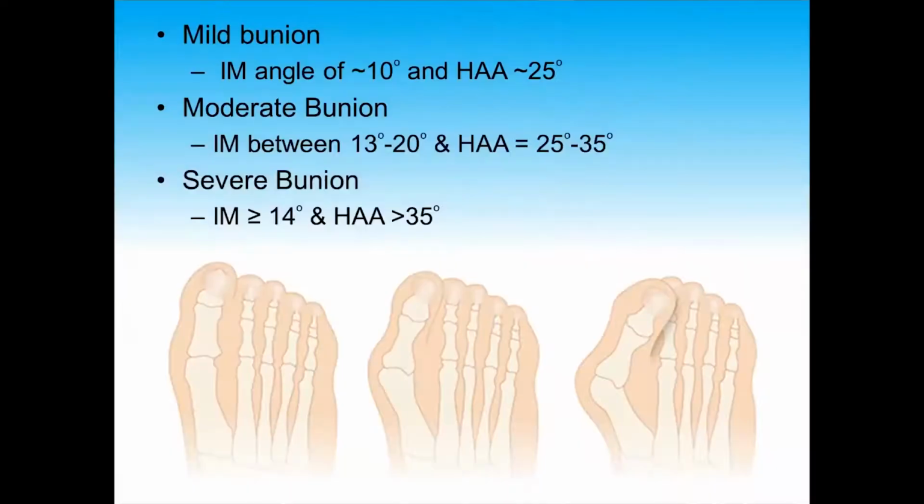So there's mild, moderate, and severe bunions. The typical bunions that we're discussing for the MIS procedures are the mild and moderate, less than the 14-degree angle, or underneath the 14-degree IM angle.